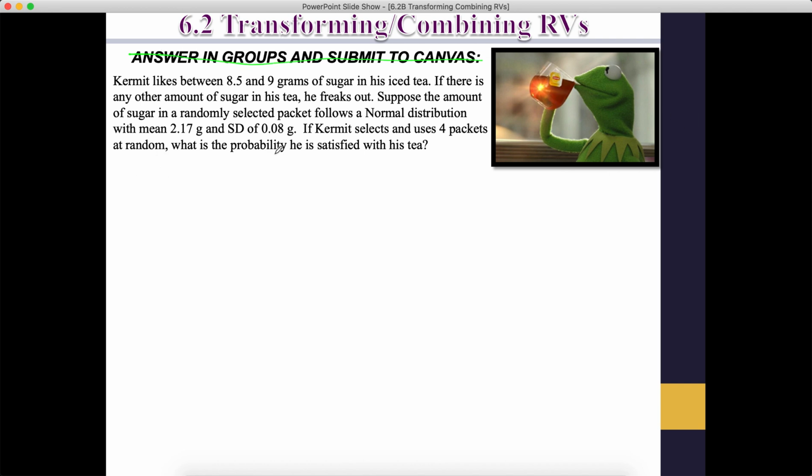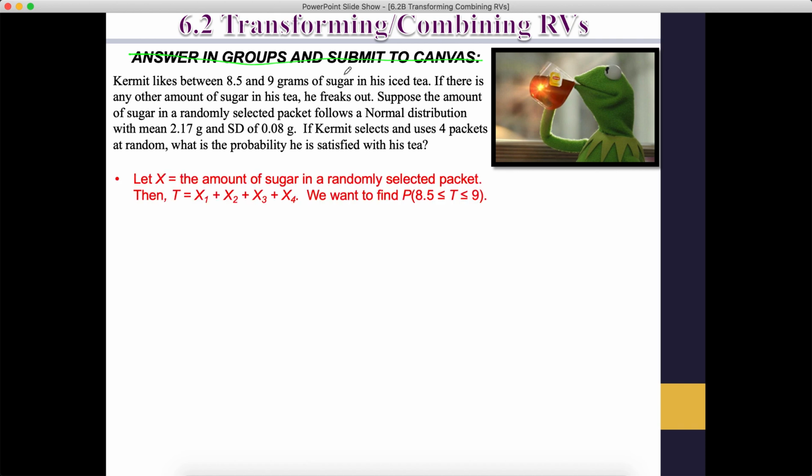Kermit the Frog likes between 8.5 and 9 grams of sugar in his iced tea. If there's any other amount of sugar, he's going to lose his mind. Suppose the amount of sugar in a randomly selected packet follows a normal distribution with this mean and this standard deviation. If Kermit selects and uses 4 packets at random, what's the probability that he's actually satisfied with his tea? So basically, we want to know the probability that the sum of the 4 packets, grams of sugar, is between 8.5 and 9.